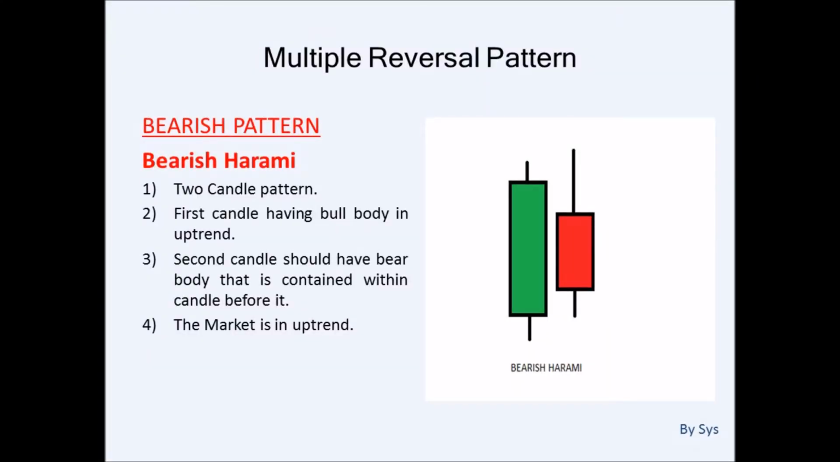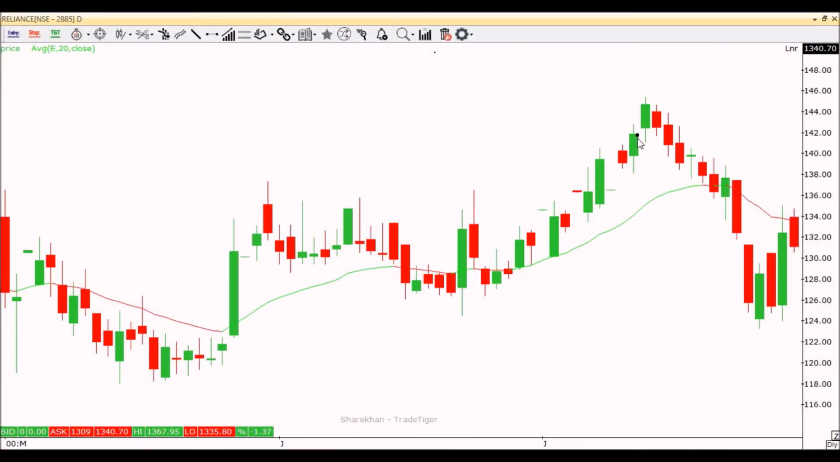Bearish harami is a two candle bearish reversal pattern where the first candle has a bull body in upward market movement. The second candle should have a bear body that is contained within the first candle, just like a pregnant lady. Bearish harami is just like a bullish harami. The difference lies in the context of the market and the color of the candle. The bull candle becomes bear and the bear candle becomes bull. Here the confirmation is required prior to taking the trade.